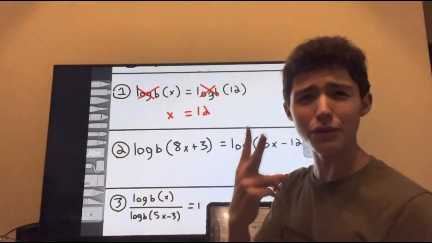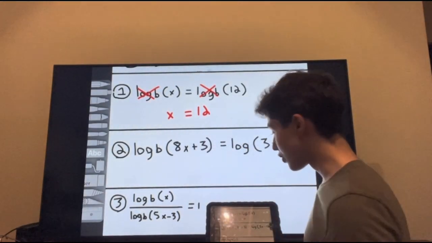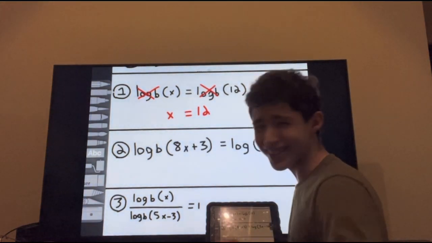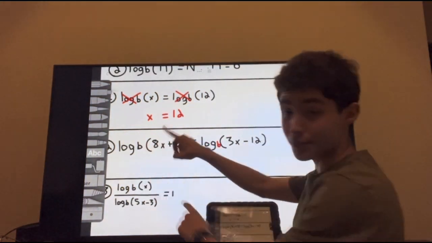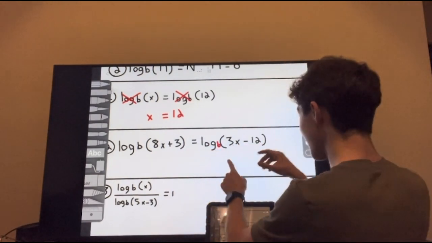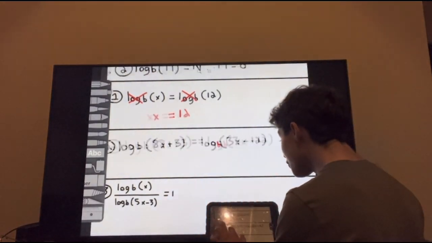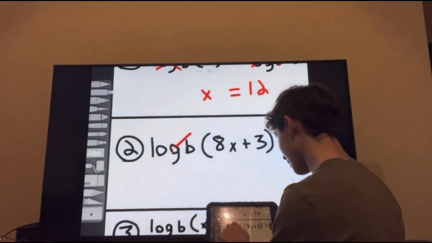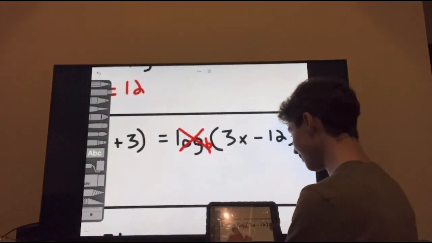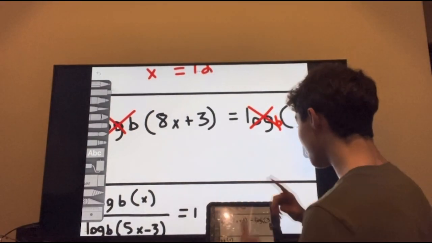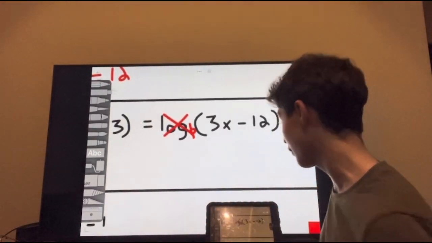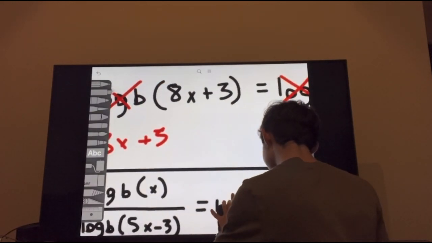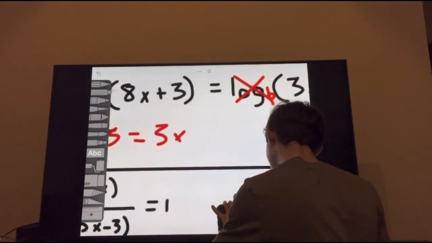Let's go to the second problem. In this one, you have to be more attentive. Nah, just joking. It's the same. log b of 8x plus 3 is equal to log b of 3x minus 12. So for this one, you can also use the first method. You have 8x plus 3 is equal to 3x minus 12.